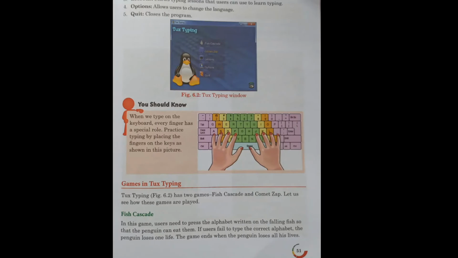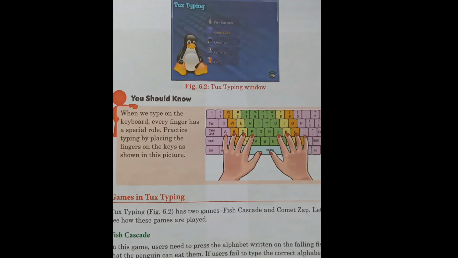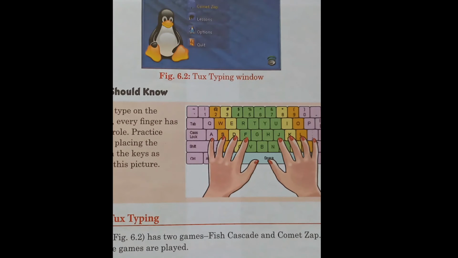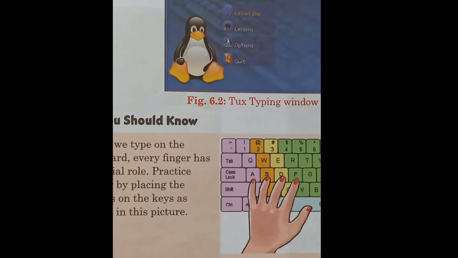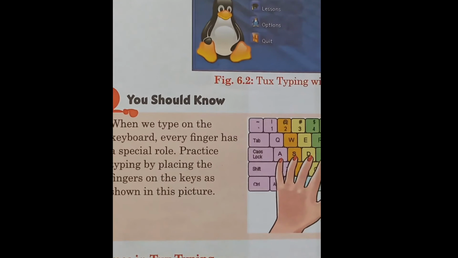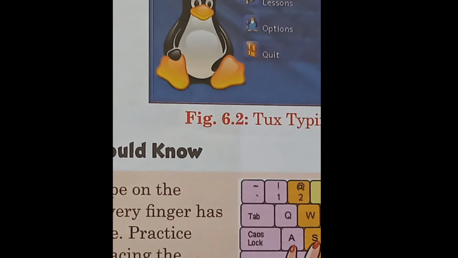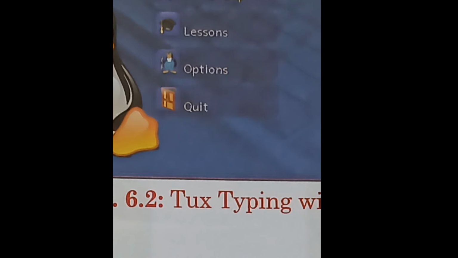Now look at page number 51. Number 3, lessons, shows typing lessons that users can use to learn typing. Number 4, options, allows users to change the language. Number 5, quit, closes the program. Here in Tux Typing, what does it show? There you can see first Fish Cascade, Comet Zap, lessons, options and quit.